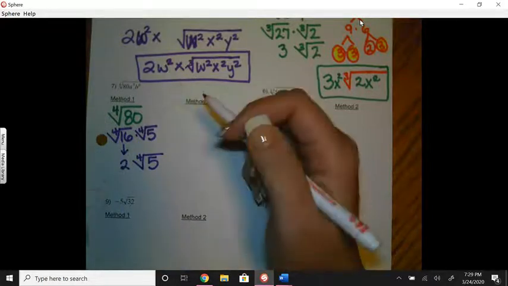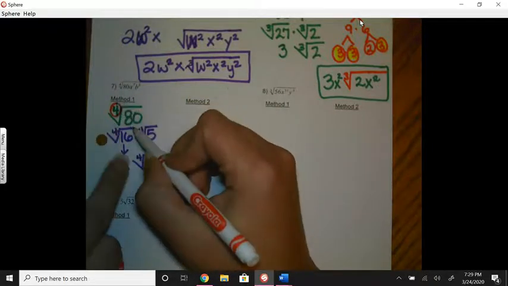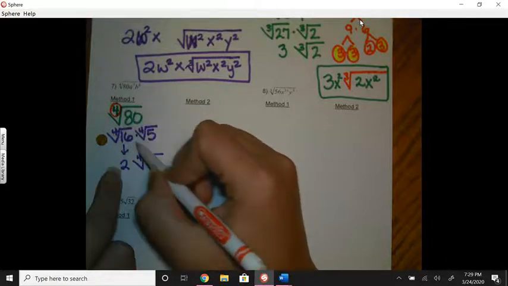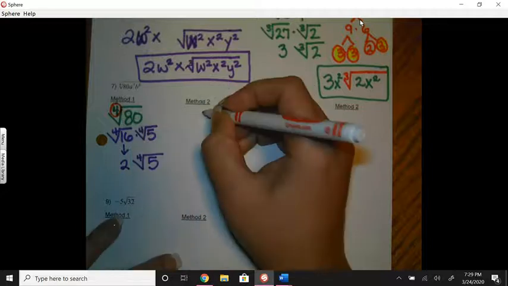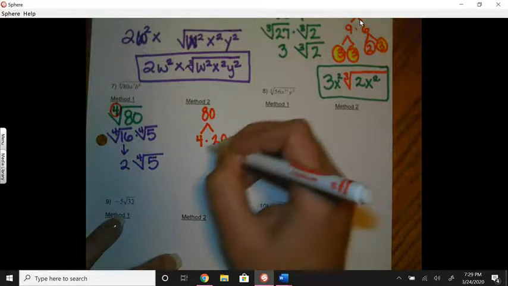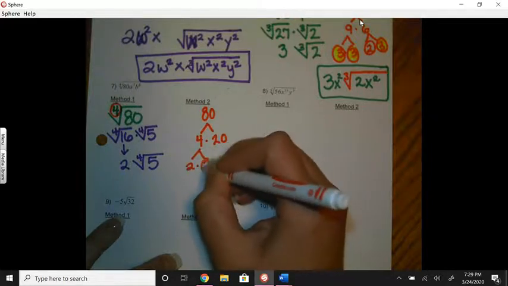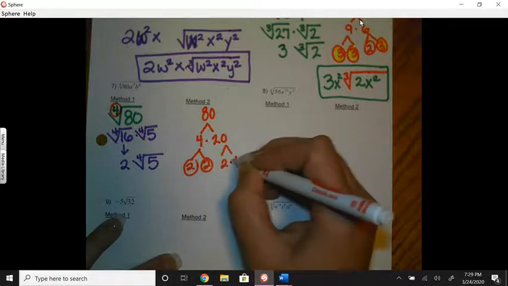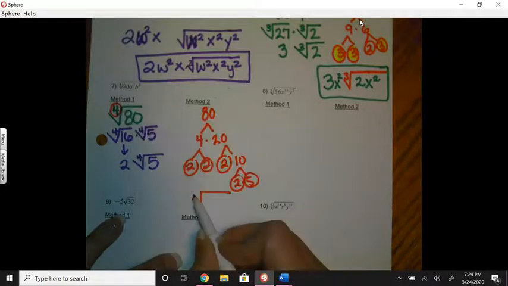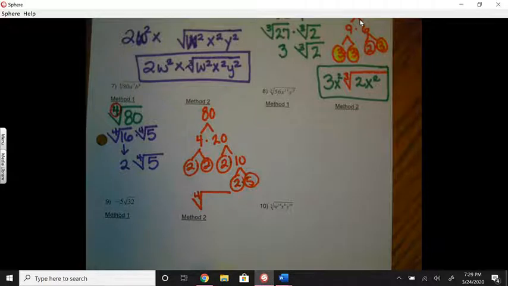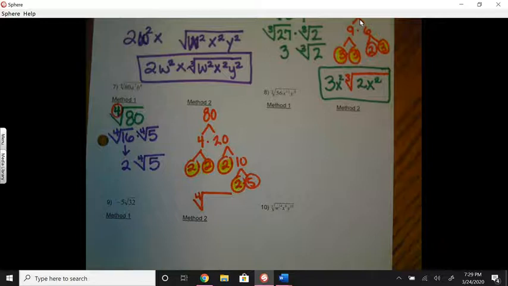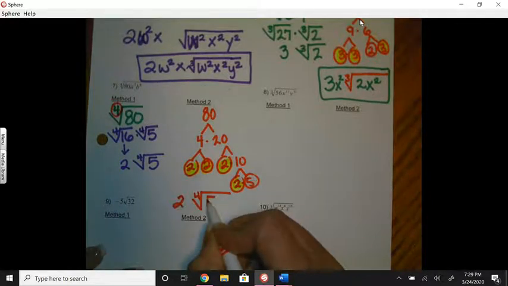Now, personally, when the index is high, or if I have to really think hard about what perfect fourth root to use, this would be one where I wouldn't use method 1. I would just make a quick factor tree using any two numbers that multiply to 80, and then I make my radical jail. The index is 4, so I'm looking for numbers that are the same. There are 4 2's here, so only 1 makes it out, and then we have the 5 left.